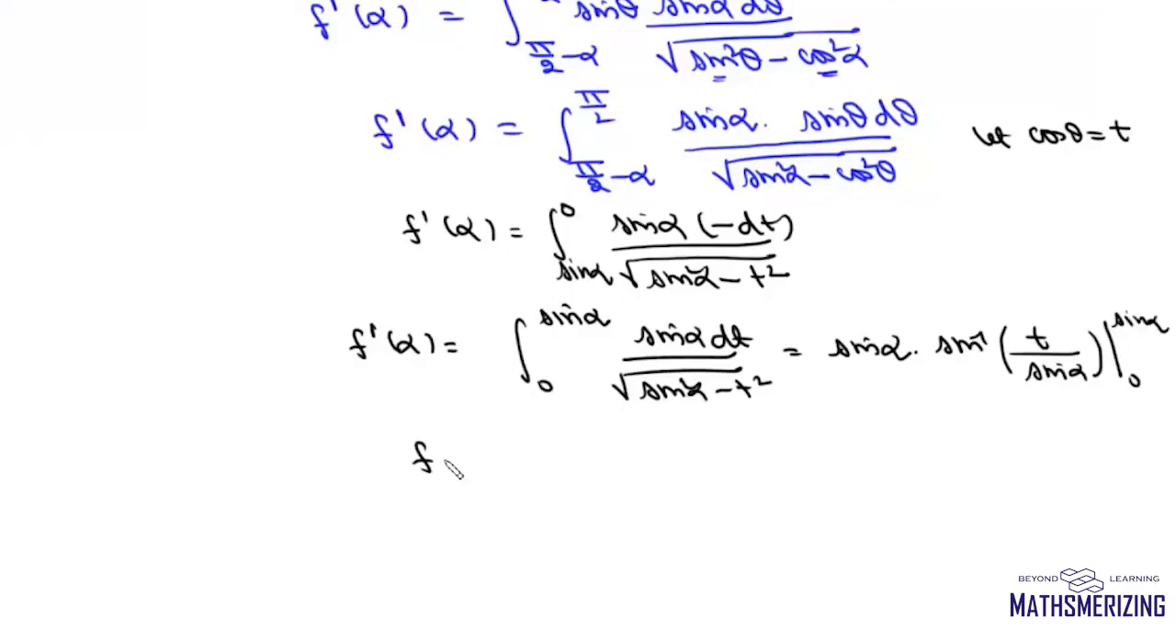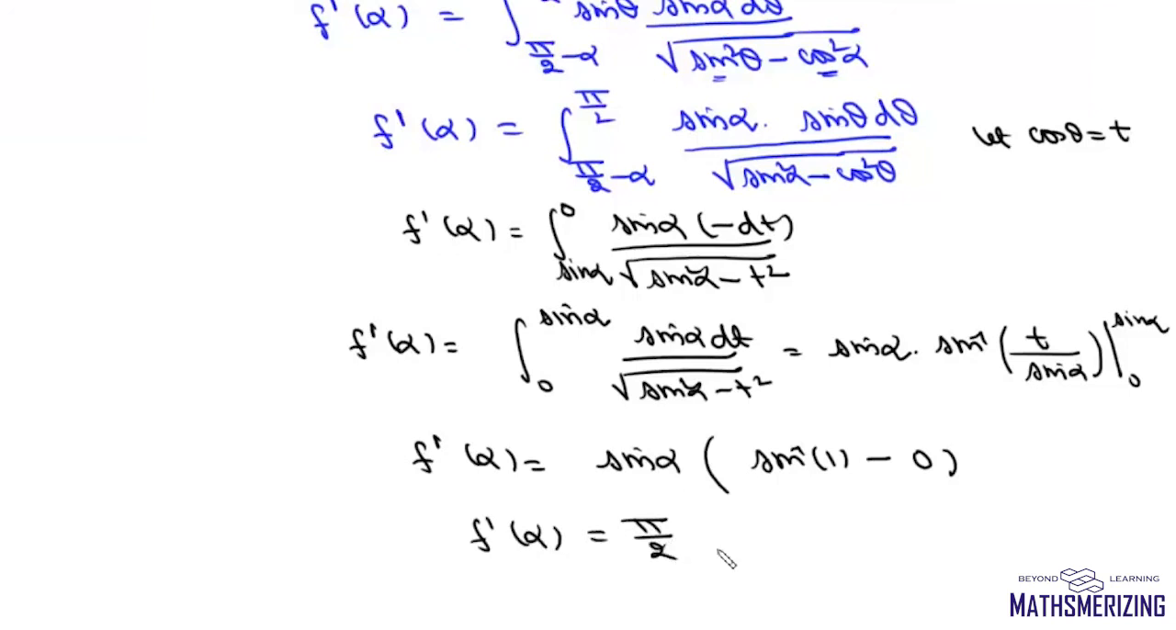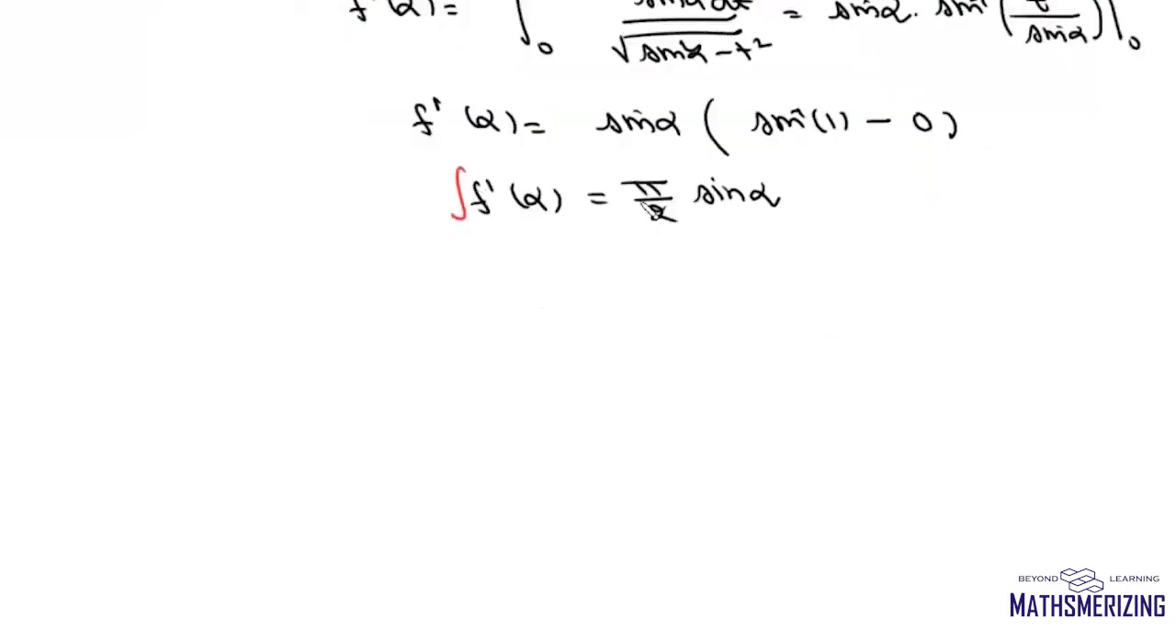So f dash alpha is sin alpha, and here it will be sin inverse 1 minus sin inverse 0, and sin inverse 1 is pi by 2. So f dash alpha is pi by 2 sin alpha. Now we'll integrate this function with respect to alpha. We'll get f alpha as pi by 2 into minus cos alpha plus c.